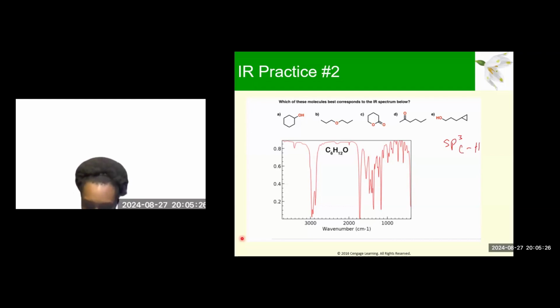I also notice that there's a peak here. That peak is indicative of a carbonyl group. So because it has to have a carbonyl group, I know it can't be this one, it can't be this one, it can't be this one. So I'm going to look to see, do I have 2 oxygens? Well, I only have 1 oxygen. Therefore, the answer has to be D, because E has 2 oxygens. Let's go to the next one.